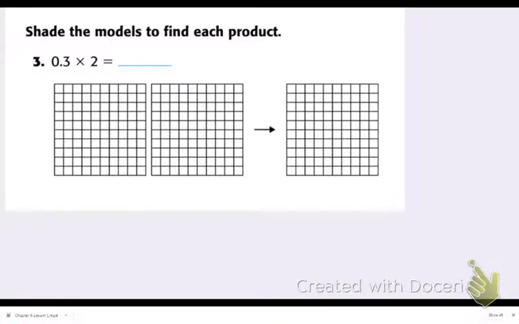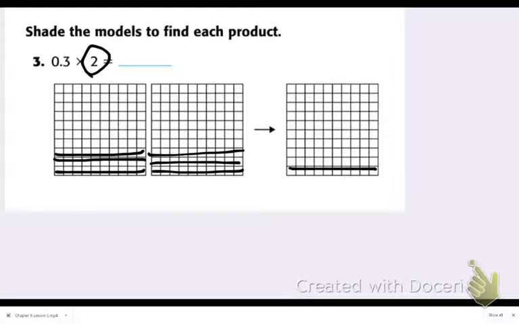Shade the model to find the product. Well, I have 3 tenths. 3 is in the tenths place, so I have 30. But it says that I have 2 of them. So I'm going to go ahead and shade 3 tenths 2 times. And then step 2, after I shade the model, is I'm going to combine.